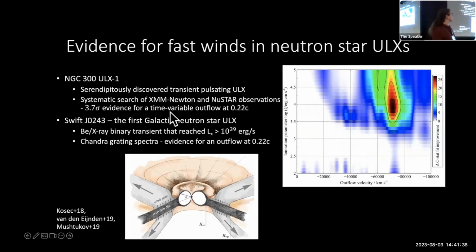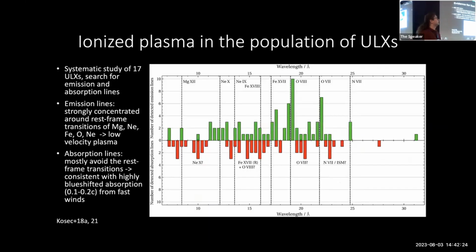And then in the next year, Van den Eijnden et al. also found evidence for an outflow again at 0.2 speed of light in actually the first galactic neutron star ULX, called Swift J0243. So this evidence is important because it limits the magnetic field of the neutron star that is powering this source. Basically, if an outflow is being launched from the inner disk with a very high velocity, that means the inner disk has to exist close to the neutron star, which is limiting the maximum size of the magnetosphere of the neutron star, and in turn, putting an upper limit on the surface field of this neutron star, and therefore indicating that these objects cannot be powered by accreting magnetars, as was originally thought for neutron star ULXs.